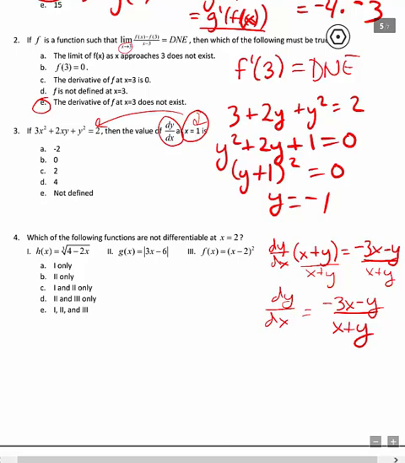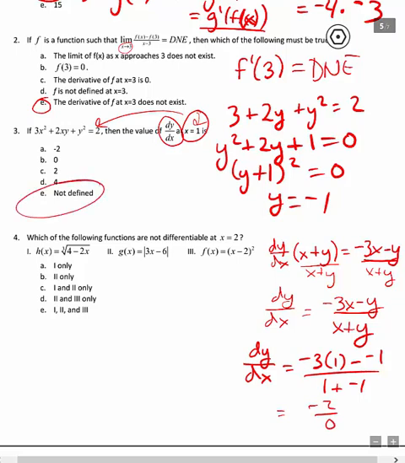So now I know x is 1, y is negative 1. So I plug those into my derivative. That's negative 3 times 1 minus negative 1 divided by 1 plus negative 1. That gives me negative 2 divided by 0. Anything divided by 0 is DNE. Okay, question 4.